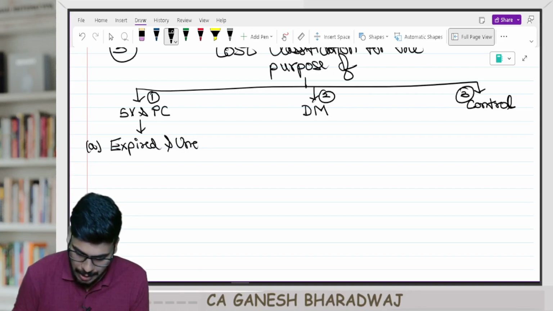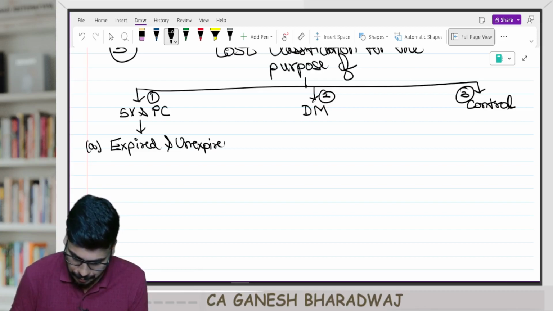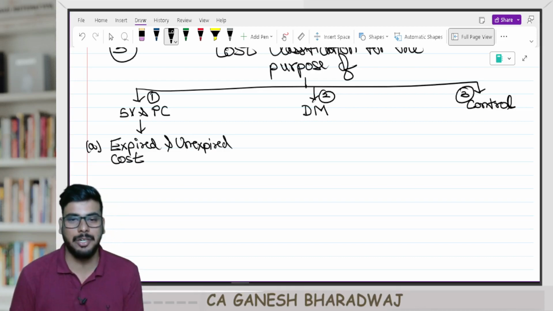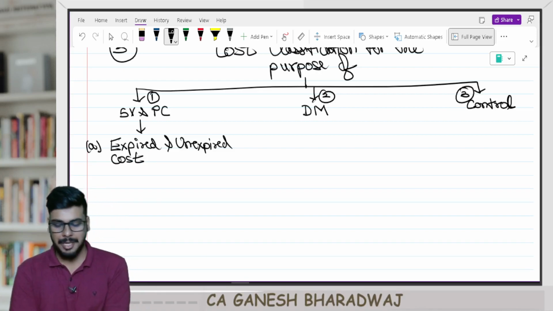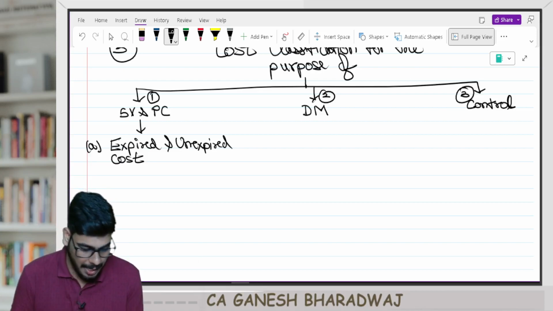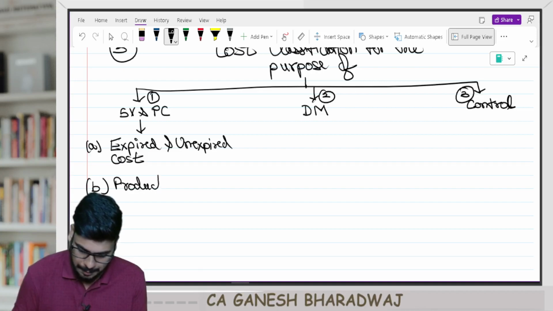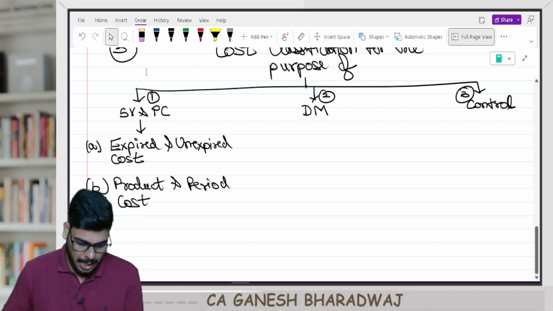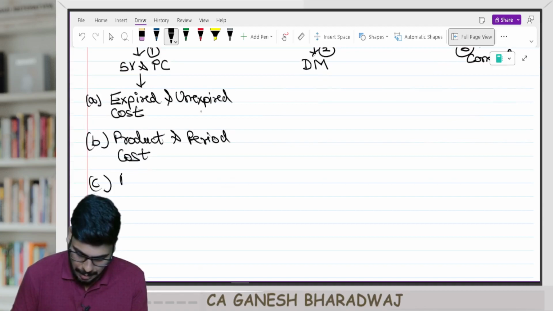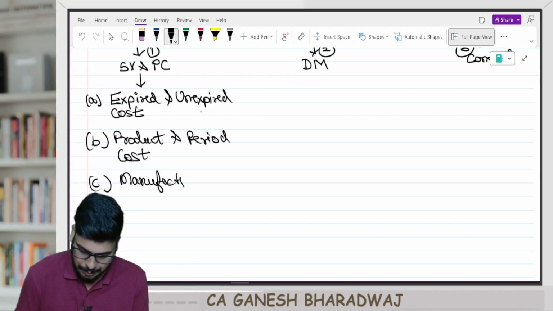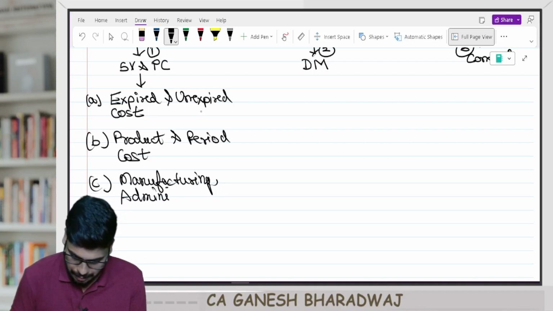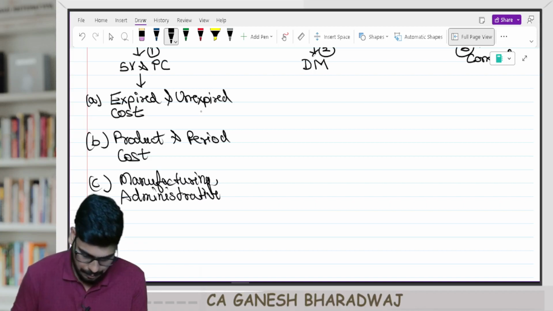Expired and unexpired costs. Right? Line gap, write down B. Product and period costs. Line gap C. Manufacturing, administrative, selling and distribution cost.